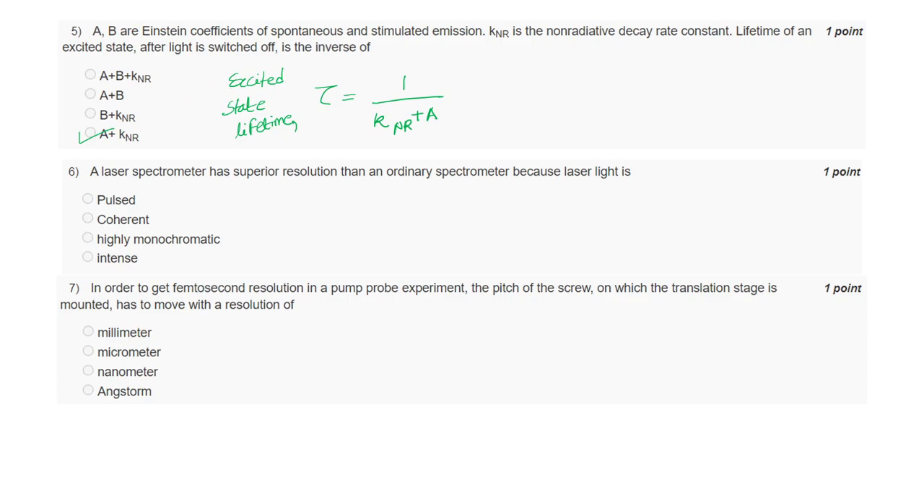Anyway, question 6: a laser spectrophotometer has higher resolution than an ordinary spectrophotometer because the laser light is highly monochromatic, right? Okay. Now the last question of this assignment: in order to get femtosecond resolution in a pump-probe experiment, the pitch of the screw on which the translational stage is mounted has to move in a resolution of, let us calculate that. Femtosecond resolution means 10 to the power minus 15 seconds, right? How much can the light travel? The speed of light is 3 into 10 to the power 8 meter per second, right?